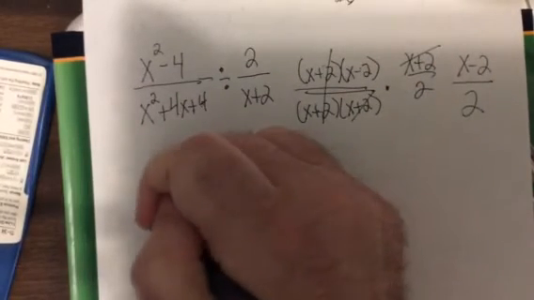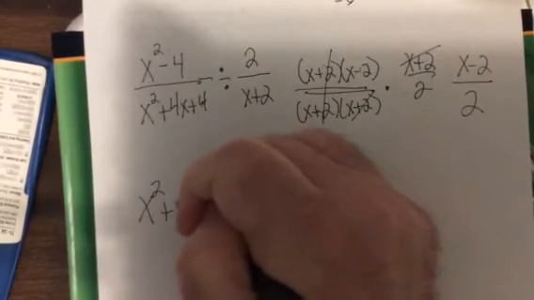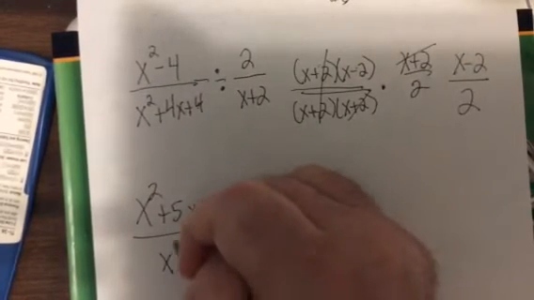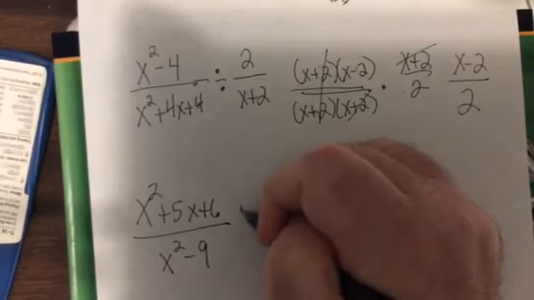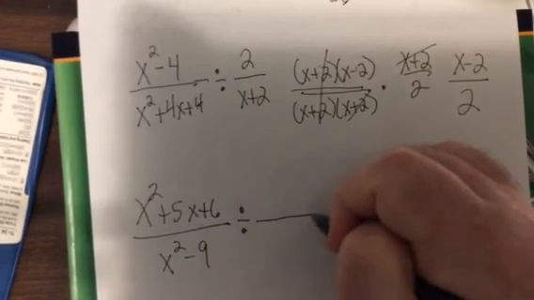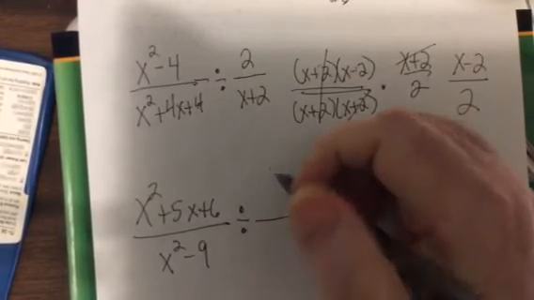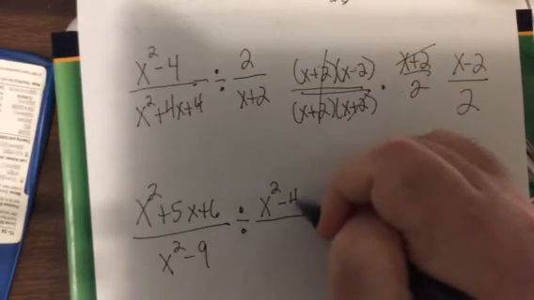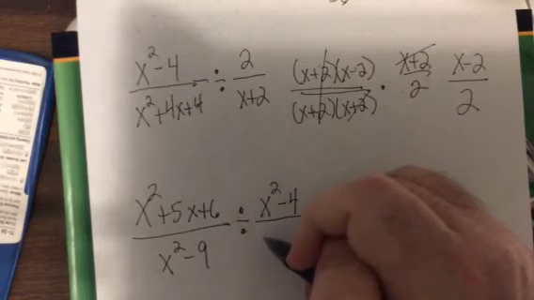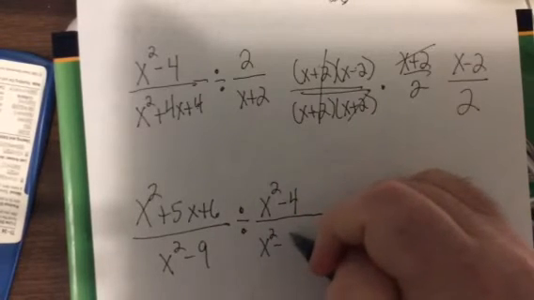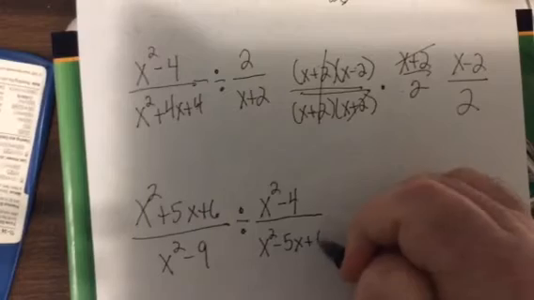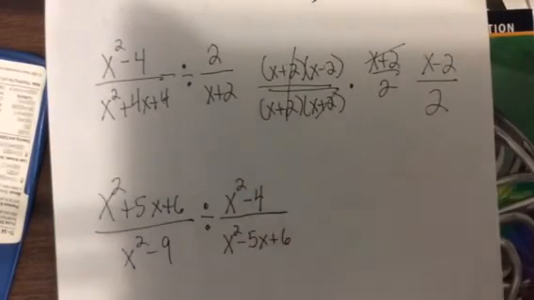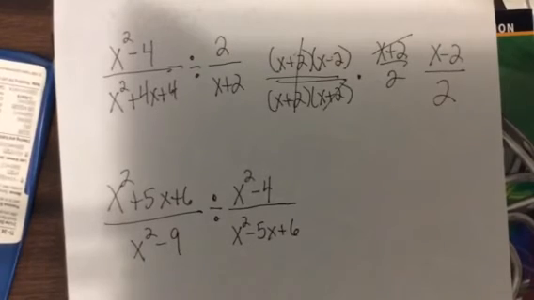So try one on your lonesome here. X squared plus 5x plus 6 over x squared minus 9. This could be a rough one, but no homework, so hey. Divided by x squared minus 4 over x squared minus 5x plus 6. Wow. So go ahead and do it and then turn me back on.